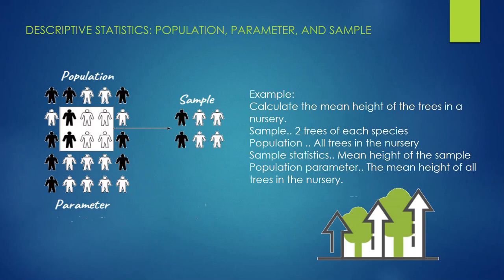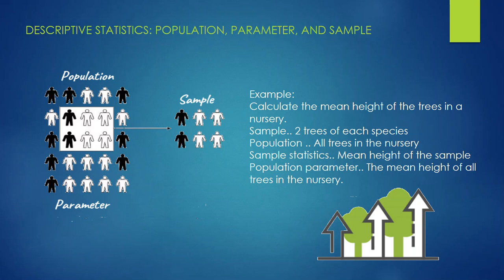Population is every possible element that you are interested to measure. A parameter is a characteristic of population, and sample is a subset of population. Now, let's take an example. If we have to calculate the mean height of trees in a nursery, we would take two trees of each species. These would be our sample. Population is all trees in the nursery. Sample statistics is the mean height of a sample, and parameter is the mean height of all the trees in the nursery.